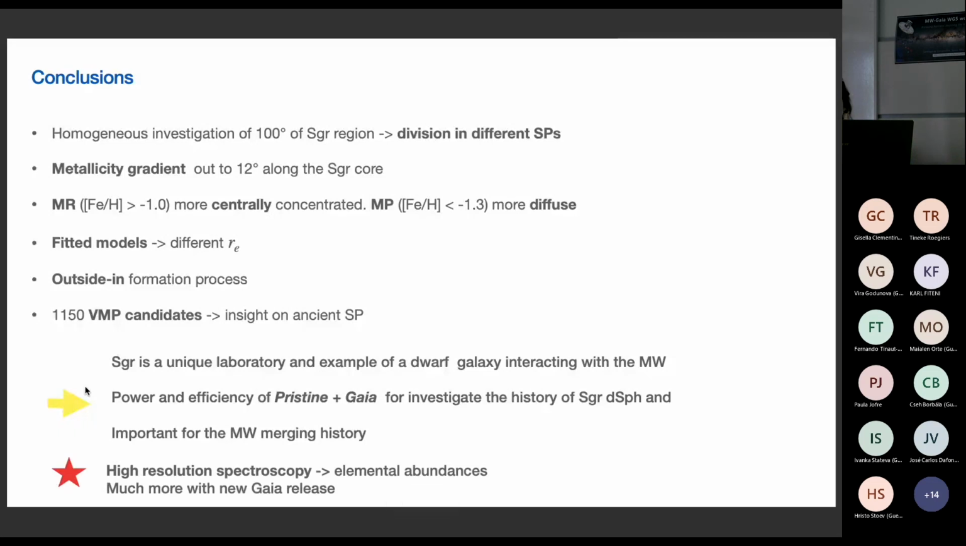And of course, there is still work to be done, because it would be very interesting to have high resolution spectroscopy for these stars, to get elemental abundances and be able to trace back the chemical history of Sagittarius. We are also excited about the new Gaia data to test on our sample. And I thank you for listening.